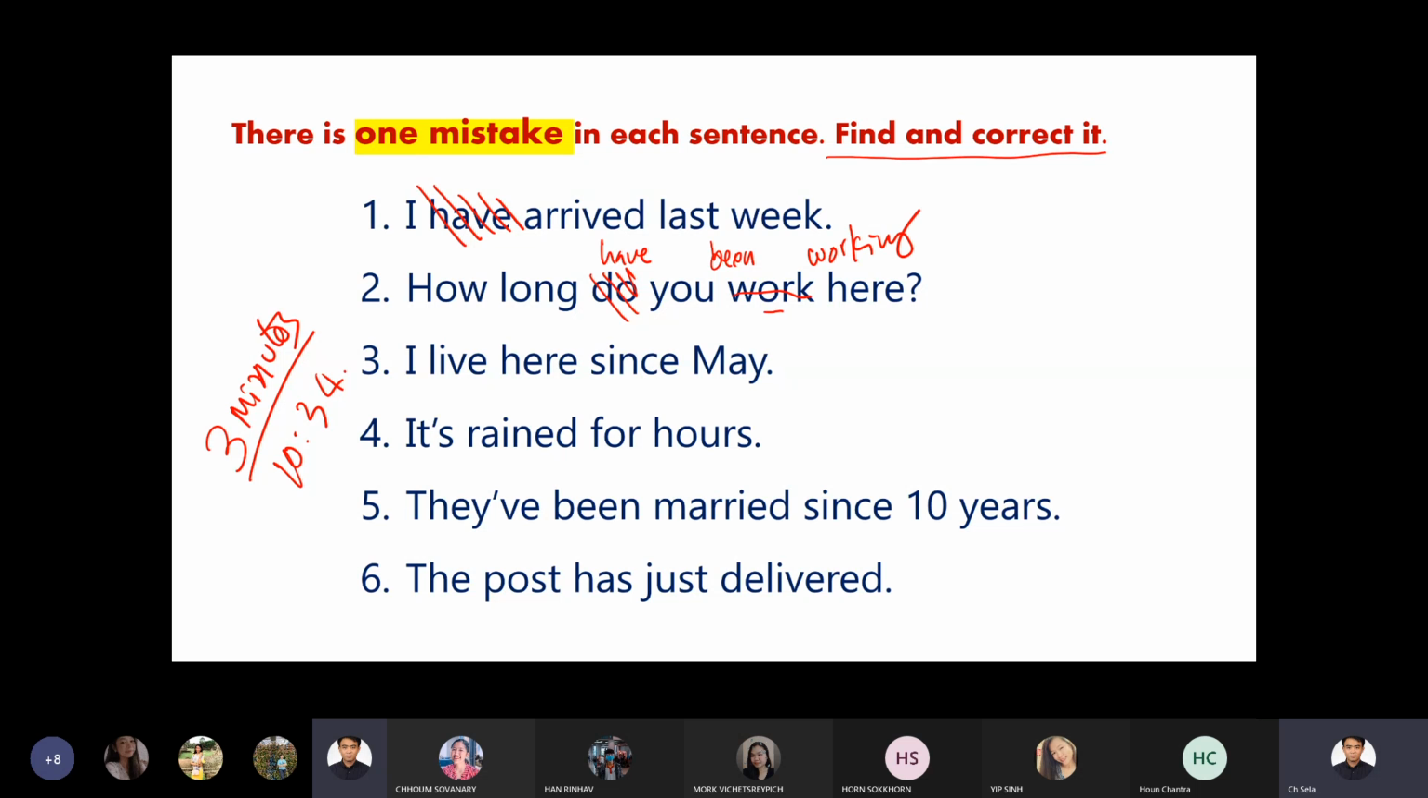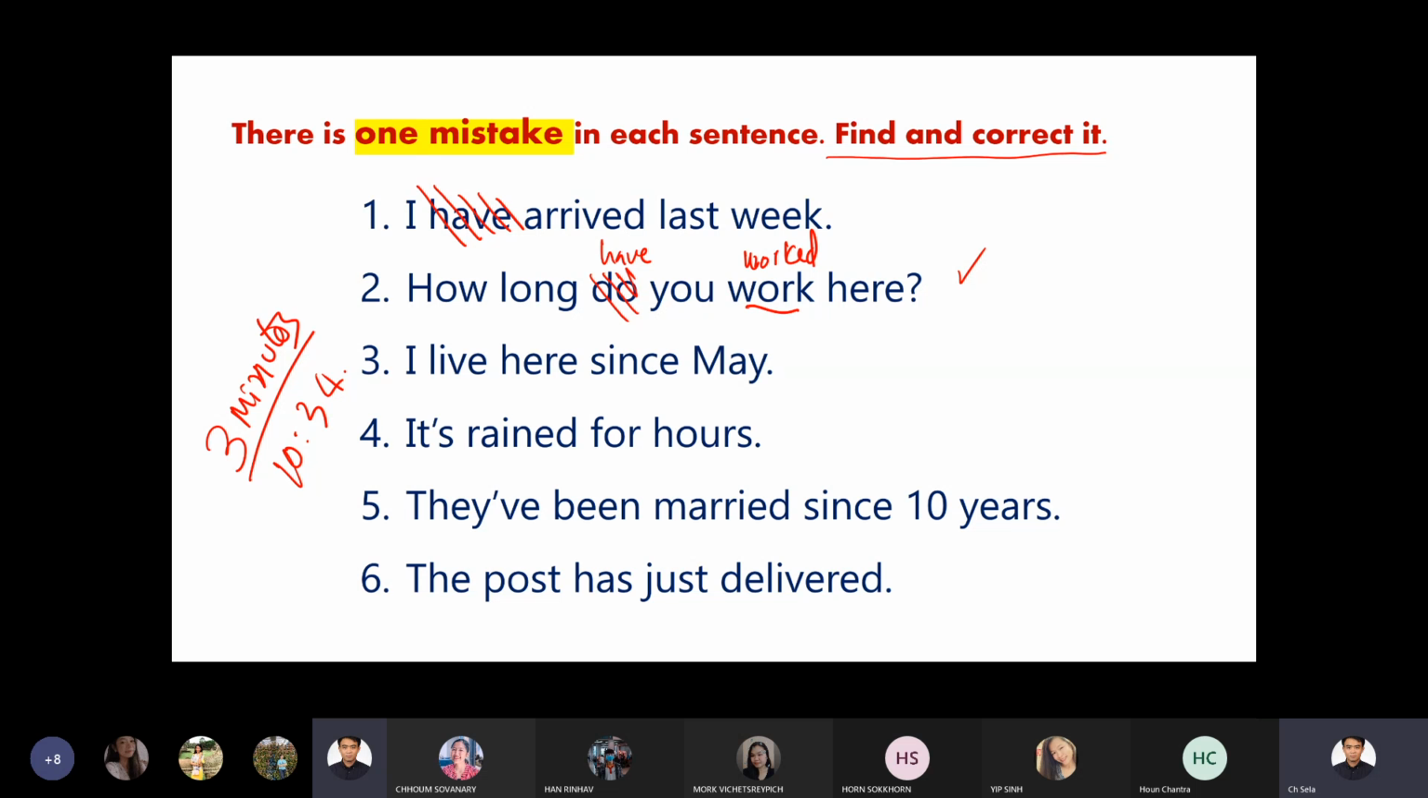Working here. If you say, how long have you been working here, this is correct. The sentence here is correct. Or you don't need to change a lot like that. You can just say, how long have you worked here? Also no problem. How long have you worked here? Present perfect. How long is used with present perfect.